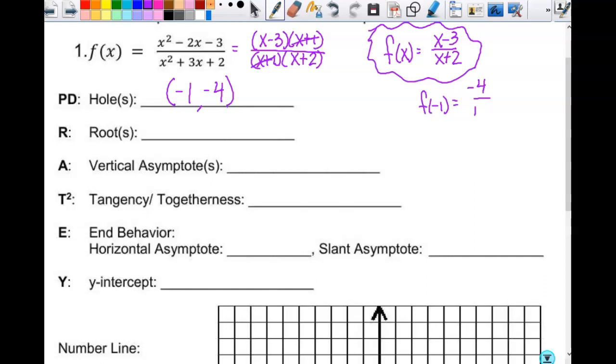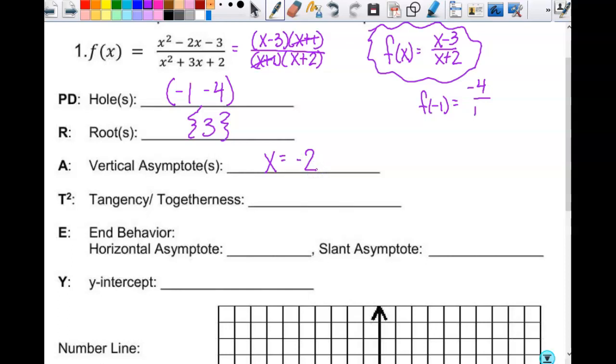Then my zeros come from where? The numerator, so it's 3. My vertical asymptotes come from where? Denominator, and I just wrote a v instead of an x. Sorry. It's all my vertical. X equals what? -2. Good. All right, tangency and togetherness.